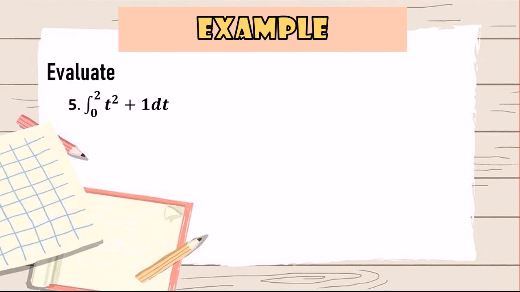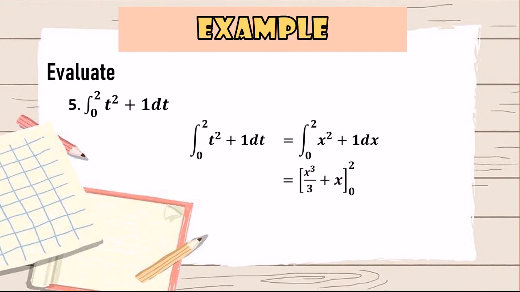Example 5. Evaluate the definite integral of t squared plus 1 dt from 0 to 2. In this example, the only difference is the letter used, and so this just uses property 6. So just integrate, then simplify. The final answer is 14 over 3.